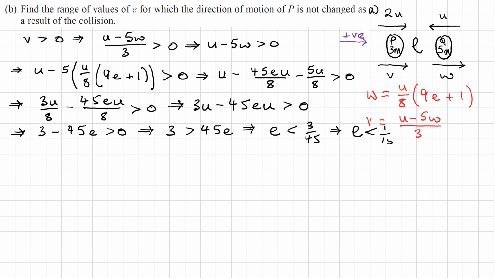Now e, the coefficient of restitution, always has to be greater than or equal to 0, but we found that e needs to be less than 1 over 15 for the direction of P to remain unchanged. In other words, it continues moving in the positive direction.